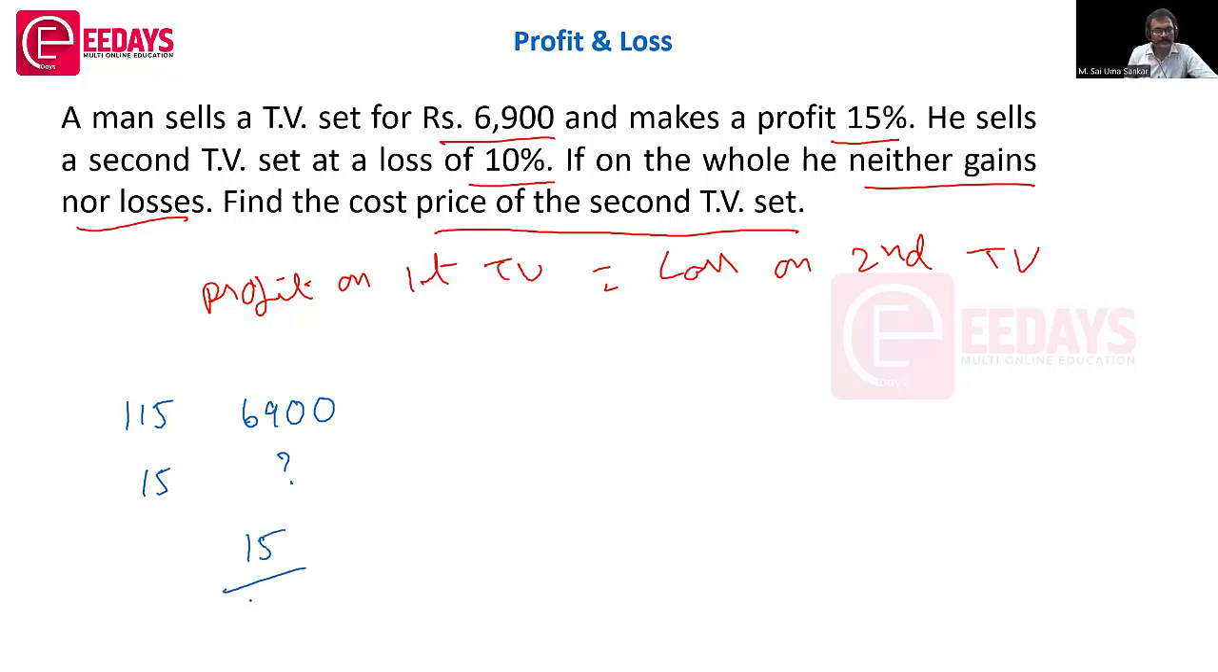So, 15/115 into 6,900, this is equal to 900.